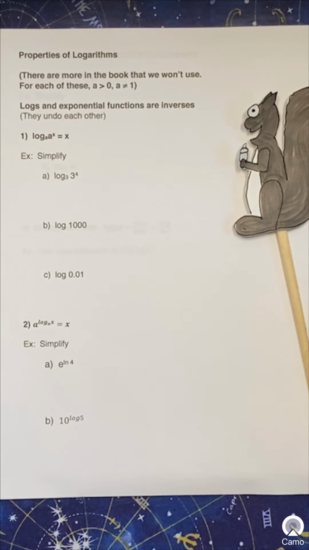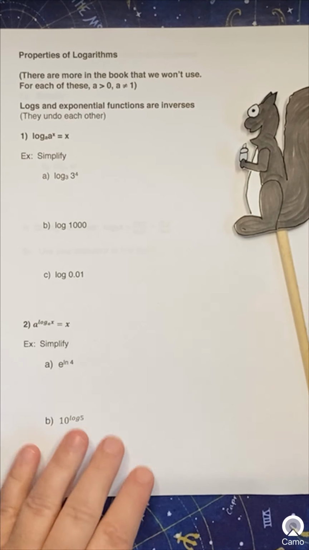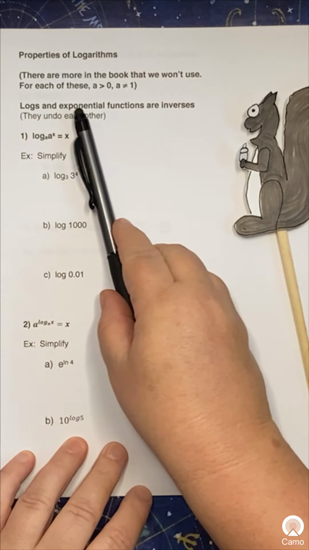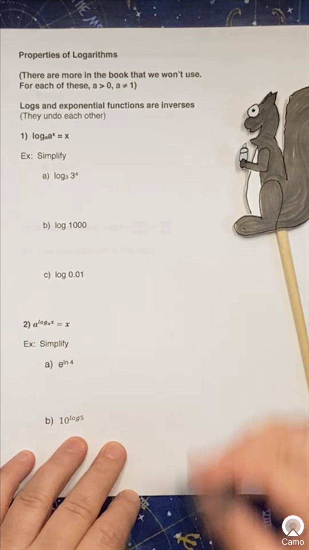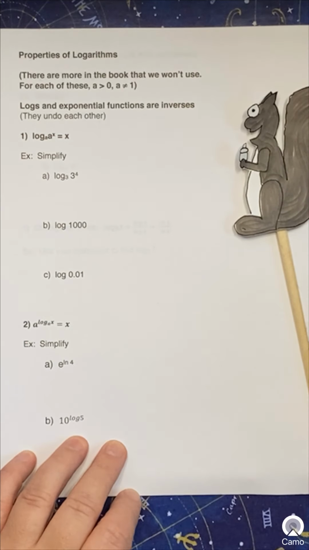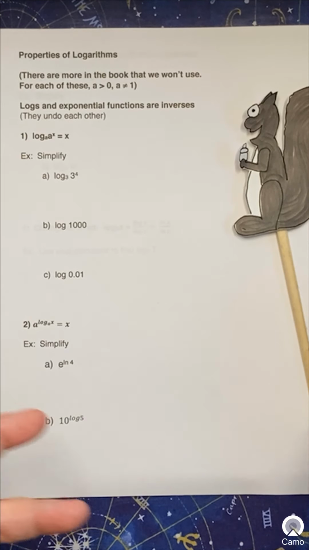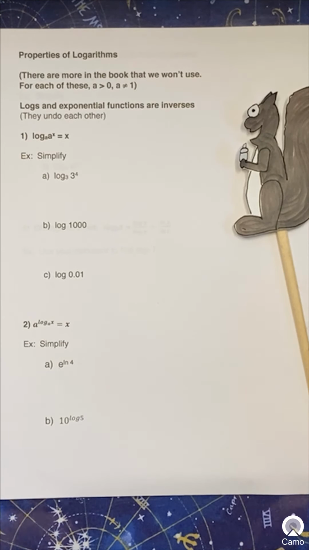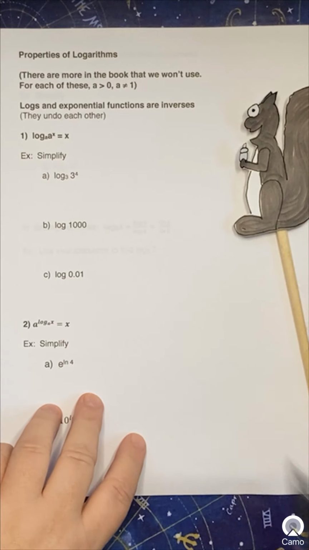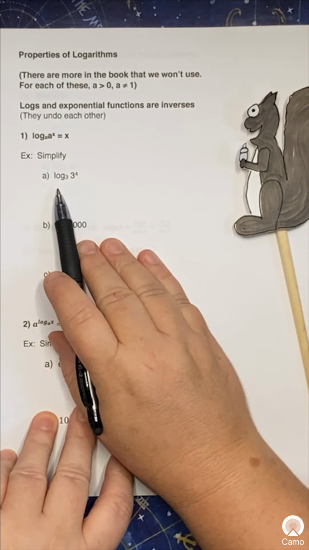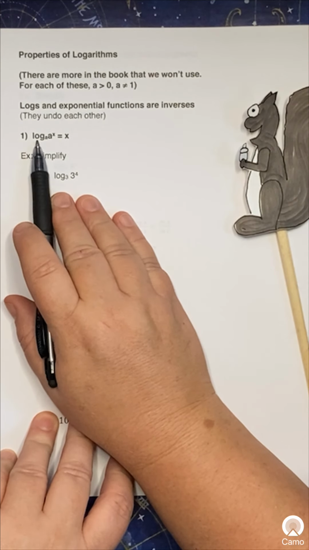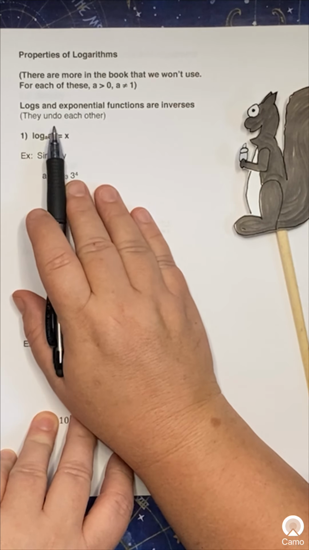So here we go. Here are the properties that we are interested in. The first is that logs and exponential functions are inverses. They undo each other. So in other words, if you take an exponential function and then you apply a logarithm, it undoes it, and vice versa. So let's take a look. What does this mean in the real world? Well, up here I said log base a of a to the x equals x.